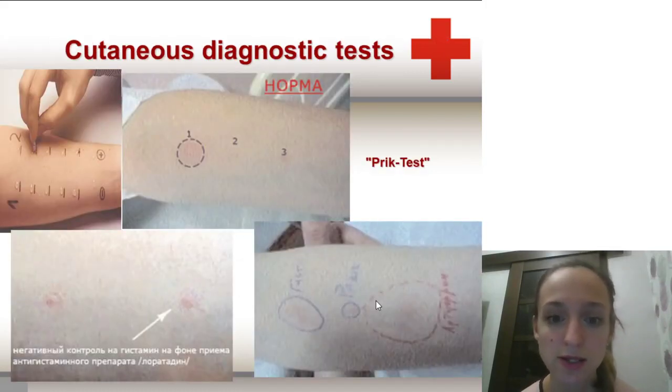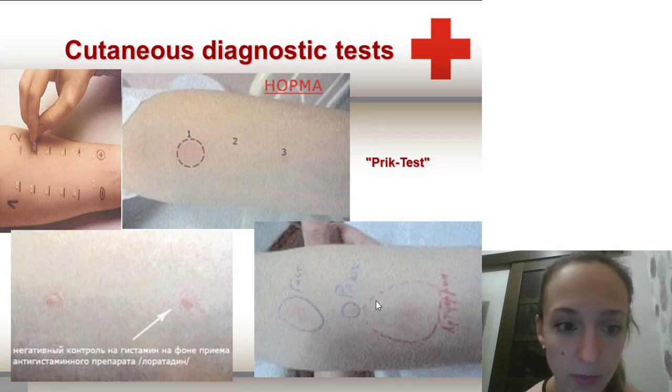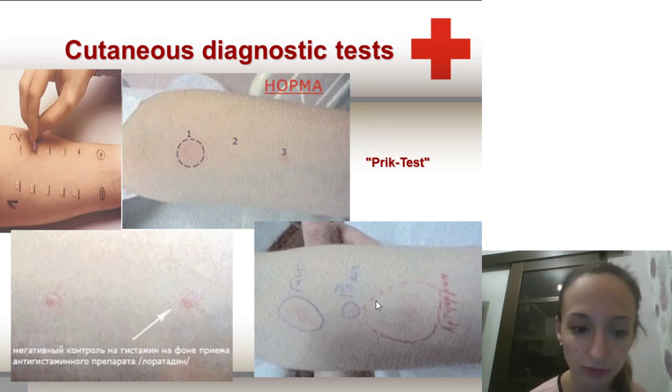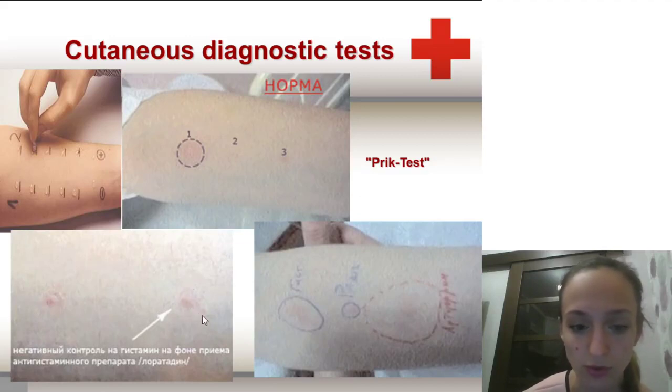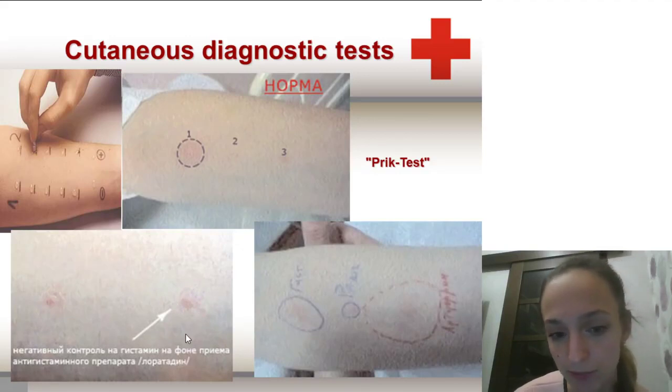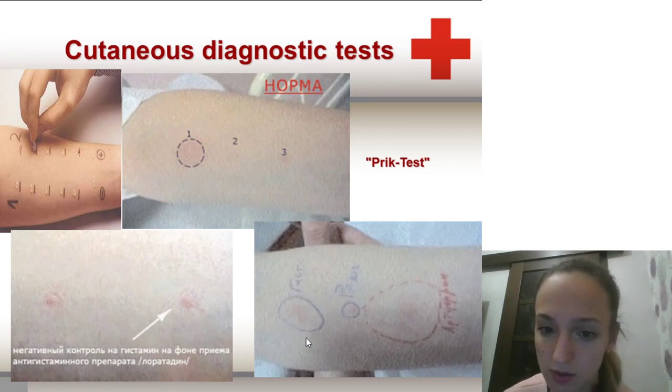Cutaneous diagnostic tests, these prick tests. So we should take different allergens, and then we should know the size of reaction of the skin. So here it is negative control, and histamine. So here I use loratadine, and look please the size, first size, second, the third.